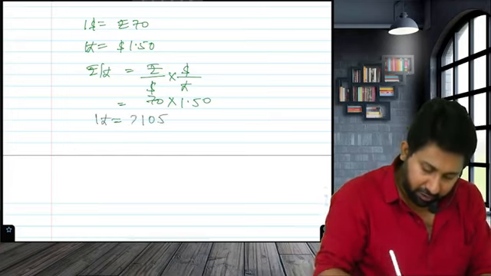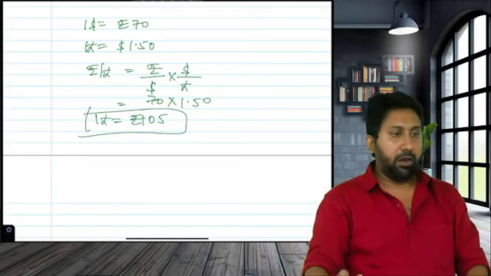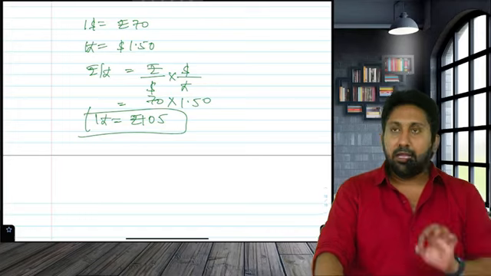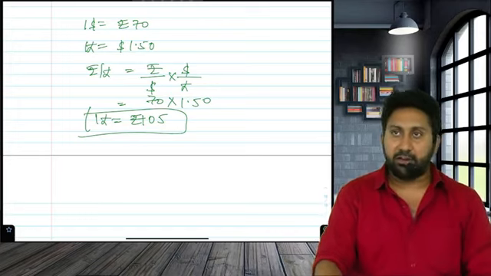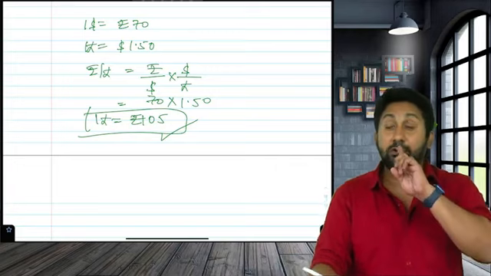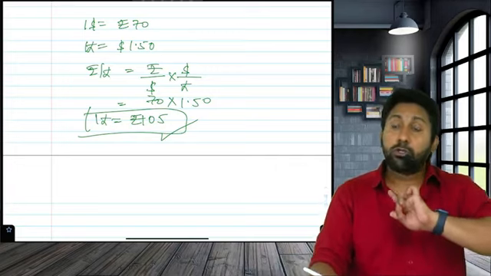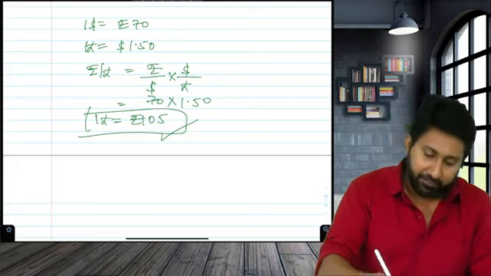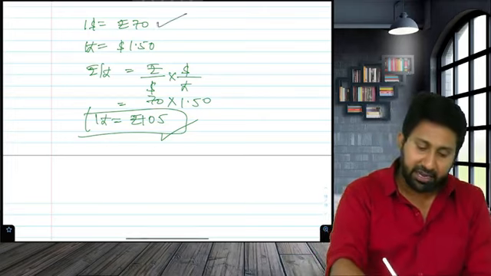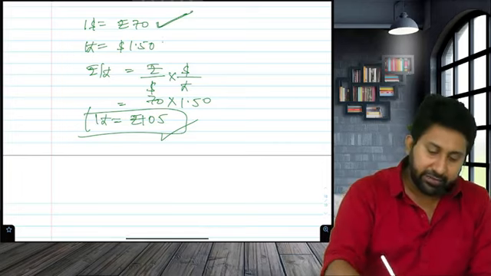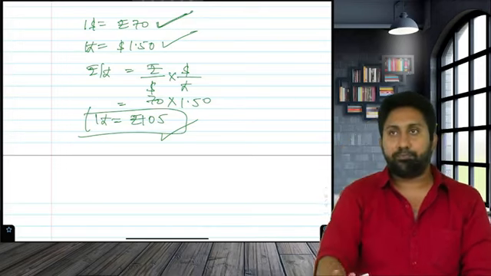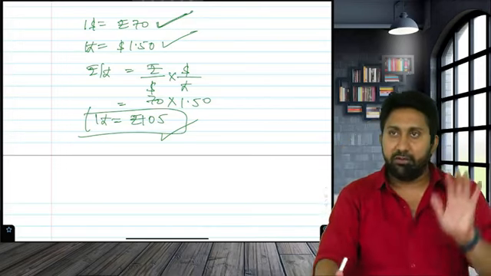So 1 pound equals 105 rupees. Now listen carefully to my point. Cross currency quotation we calculated, and 1 pound should be equal to 105. Listen to the language I said: 1 pound should be equal to 105. This is the prevailing existing exchange rate between pound and dollar. Okay, this is the query.